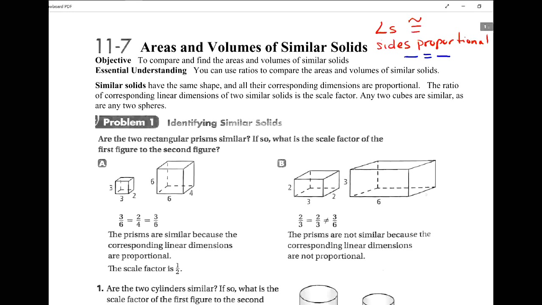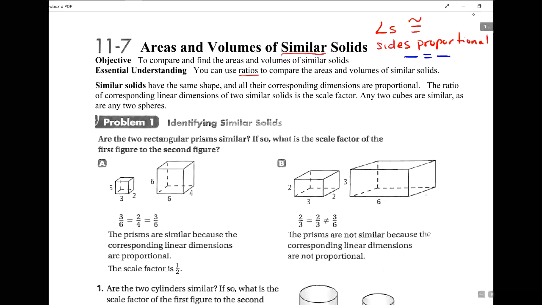11.7 Areas and volumes of similar solids. We've dealt with similar figures before, and we said that with similar figures, the angles are congruent and your sides are proportional. That means that we use ratios. We compare those ratios using a proportion. We are going to use a ratio to compare our areas and volumes.